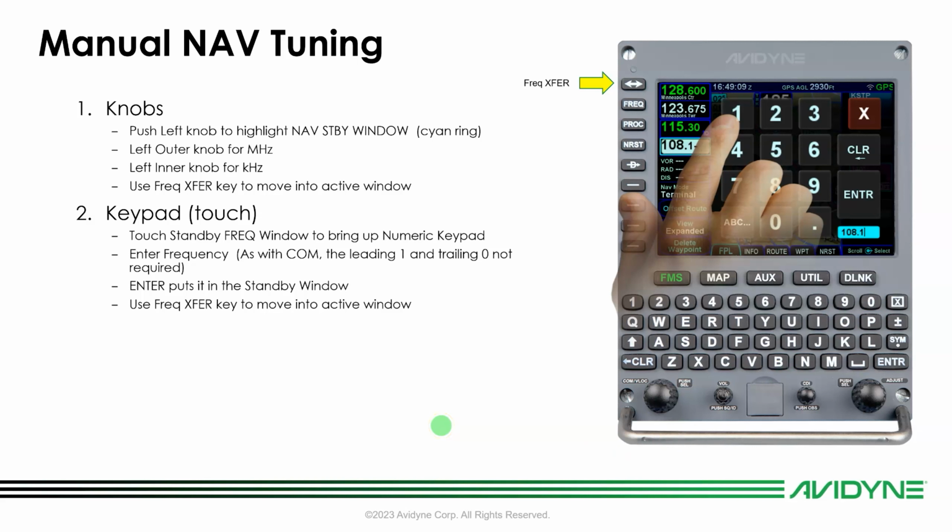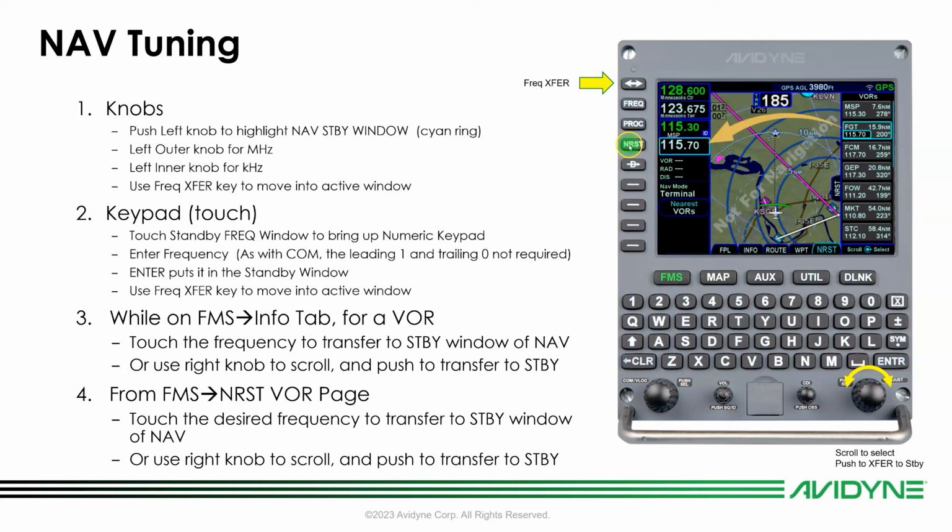Just like with the comm, if you go to the info tab for a given VOR waypoint, the associated frequency will be listed, and you can transfer it in by either highlighting and entering with the knob or just double-clicking on the frequency. And as we mentioned with the nearest page, if you do a nearest search for VORs, you select VORs on the line select key, you can scroll through the list and push enter or double click on the frequency to move it across. So you've got a lot of options.